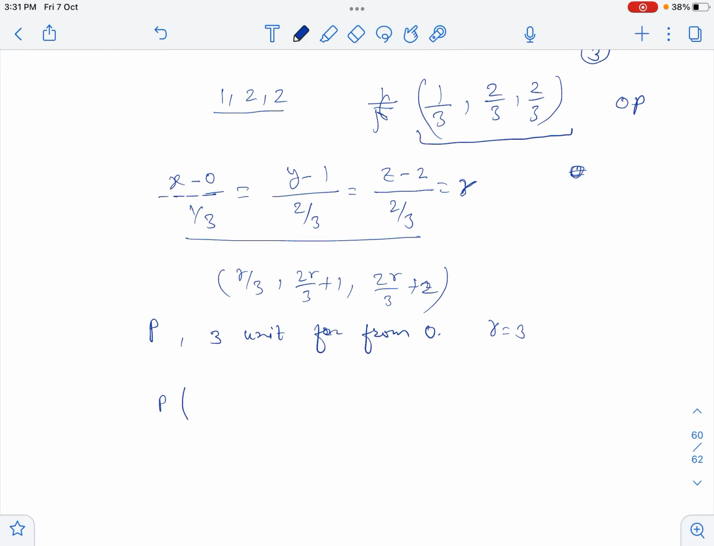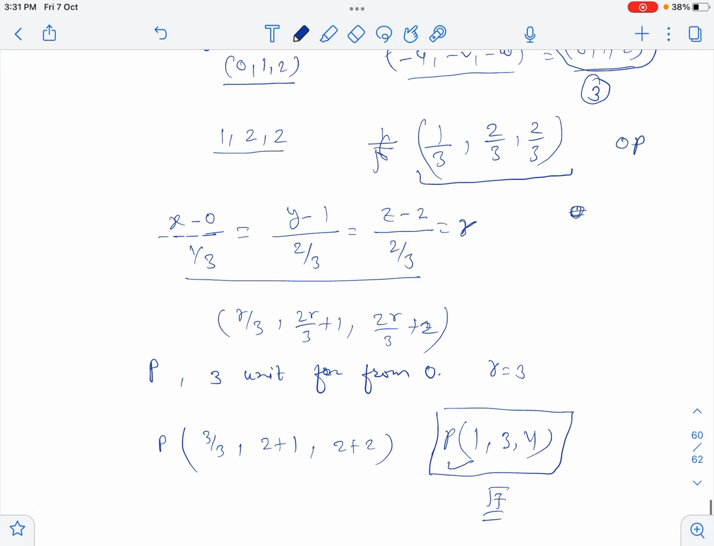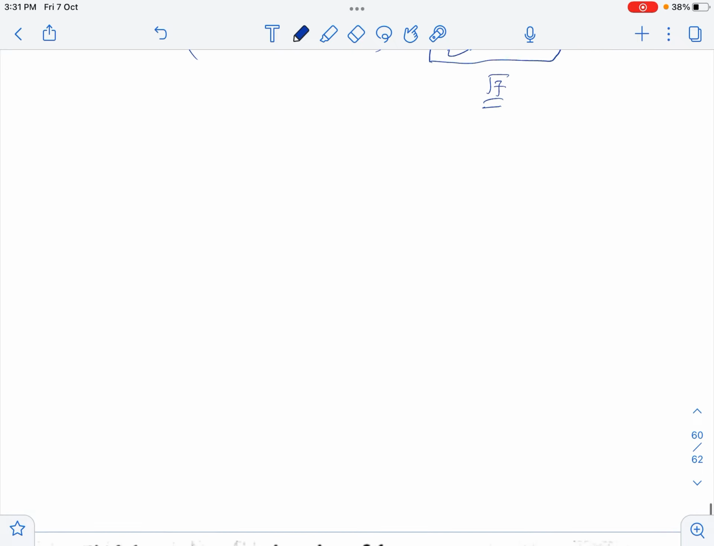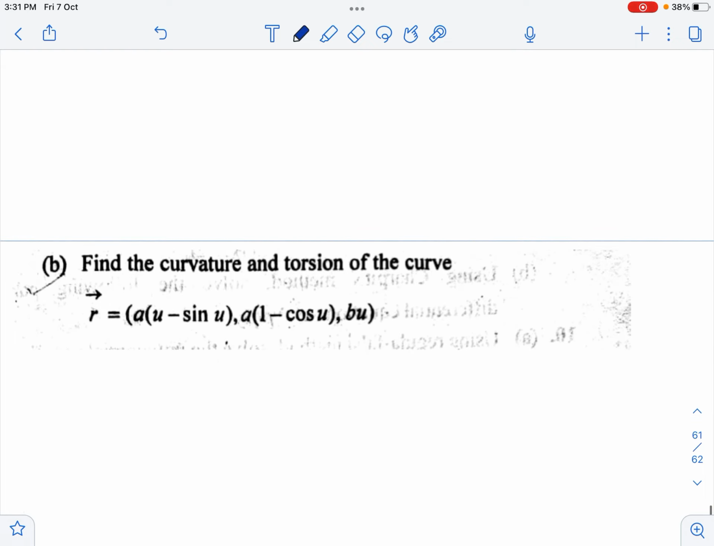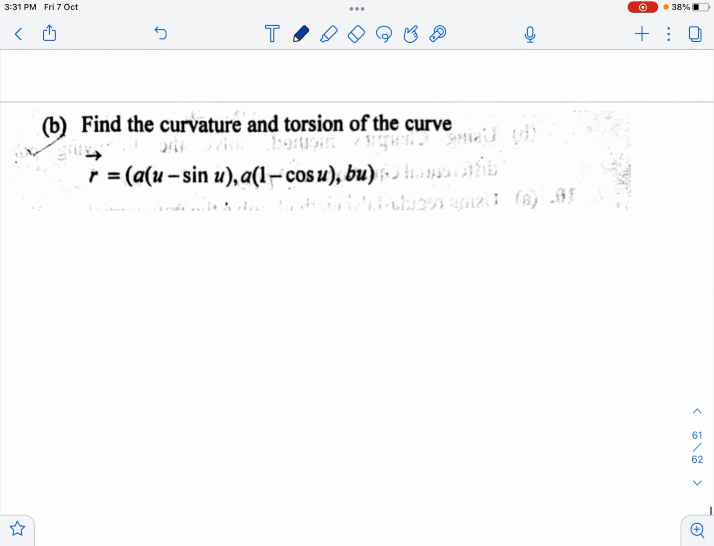Let us put this value of r and we can find the coordinate of P. So this will be 3 by 3, this will be 2 plus 1, and this will be 2 plus 2. That is (1, 3, 4). This is the coordinate of point P. So this question is done. The center of the circle is (1, 3, 4) and the radius is root 7. So this was a simple question asked in the 64th BPSC mains examination.